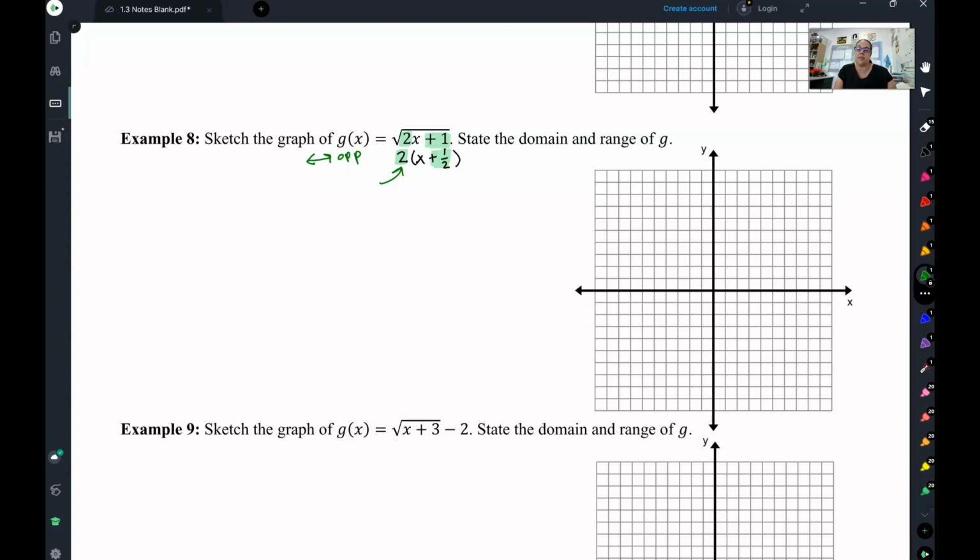So let's see, this is going to be a horizontal, and it's not 2 times as wide because it's opposite, so this is going to be half as wide, a horizontal shrink. That is 1/2, but it's opposite, so instead of shifting right 1/2, this is going to shift left 1/2.